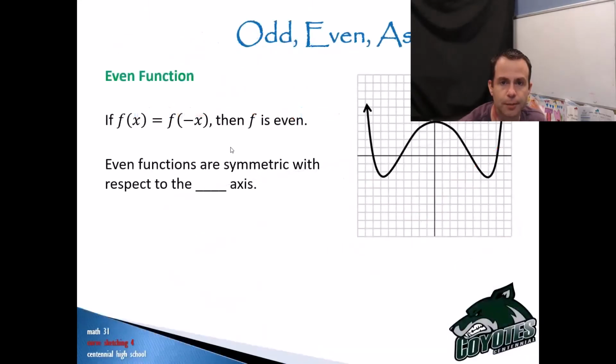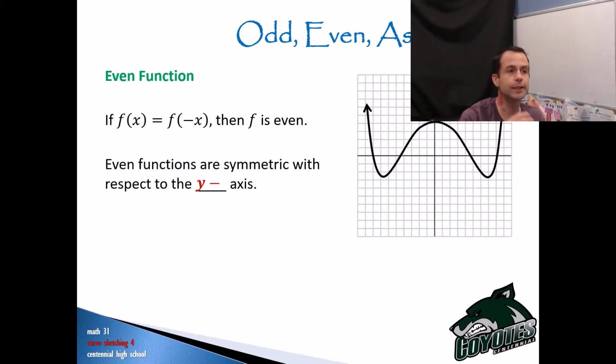First of all, we're going to talk about even and odd functions. An even function is if f of x equals f of negative x. So essentially, even functions are symmetric with respect to the y-axis. If I was to reflect this, it would still look the exact same. Okay, so they're symmetric.